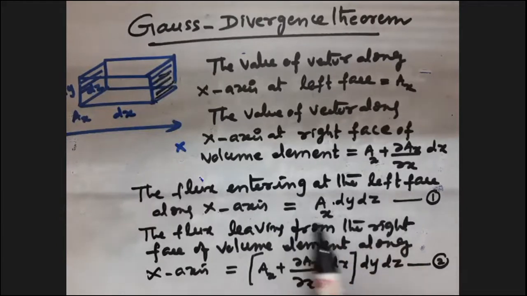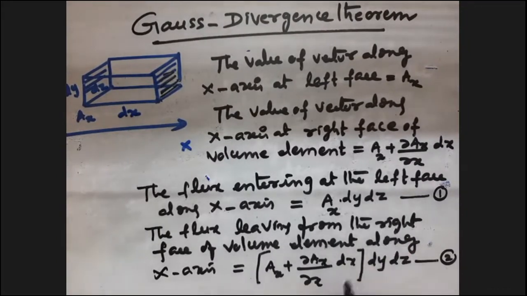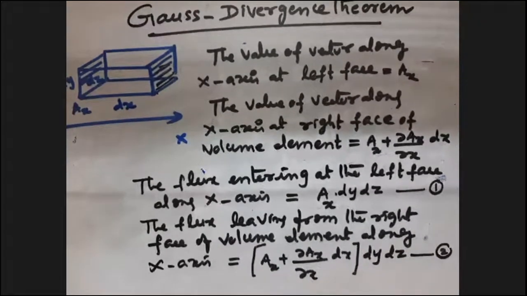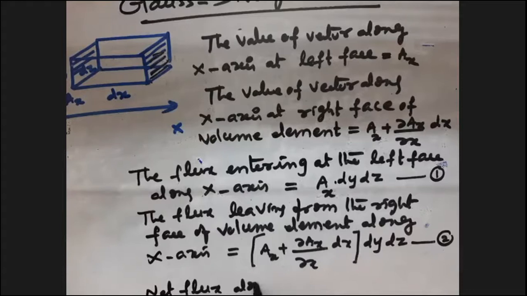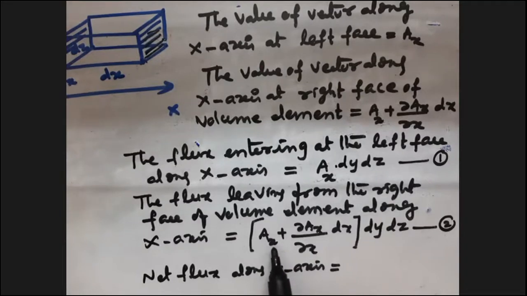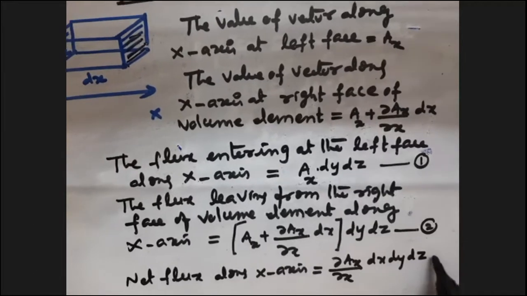Equation 1 is the entering flux, and equation 2 represents the leaving flux along the x-axis. So the net flux along the x-axis is equation 2 minus 1. The net flux along the x-axis through the volume element is Ax dy dz plus dou Ax by dou x dx dy dz minus Ax dy dz. The first term cancels, and you get dou Ax by dou x dx dy dz. Equation 3.